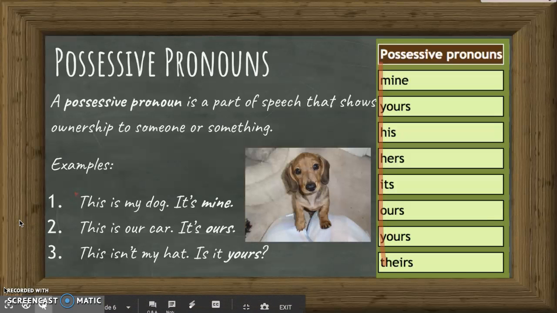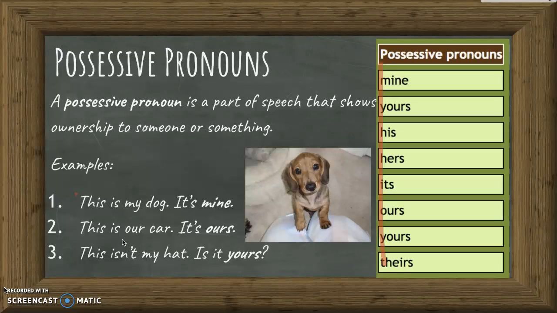Okay. Possessive pronouns. A possessive pronoun is a part of speech that shows ownership to someone or something. This one's not exactly in the name as much as the other ones, but you can think of ownership: someone's possessing something, someone's owning something. So when you're saying, this is my dog, it's mine. The word mine is the possessive pronoun.